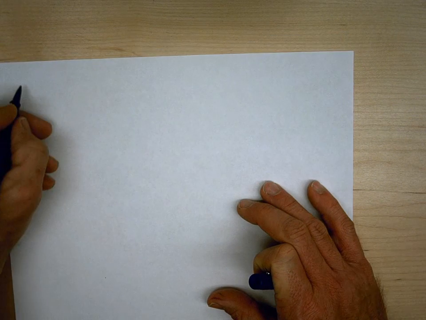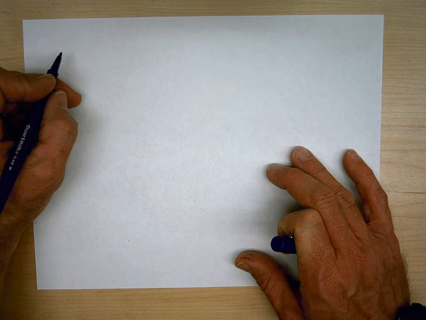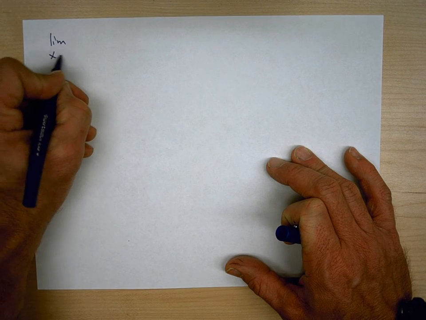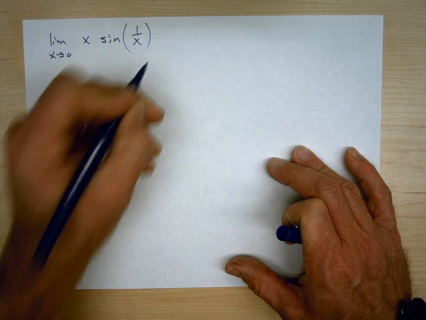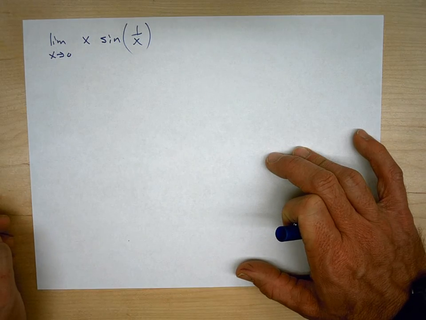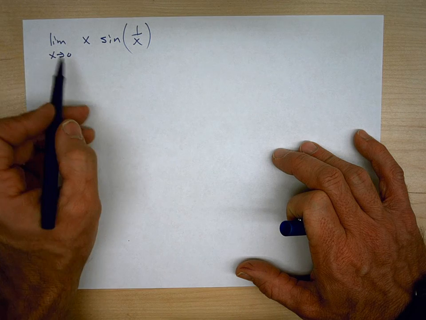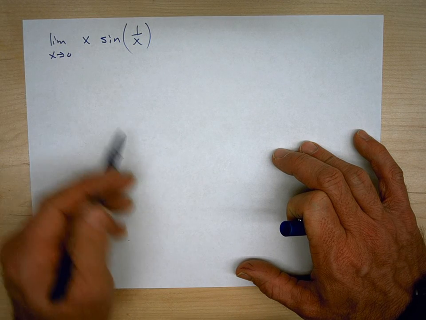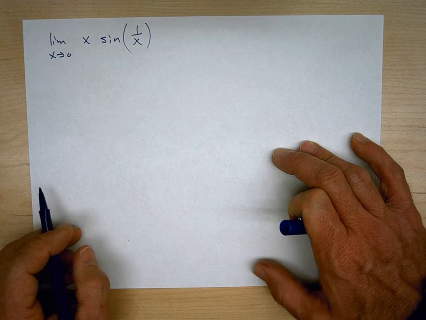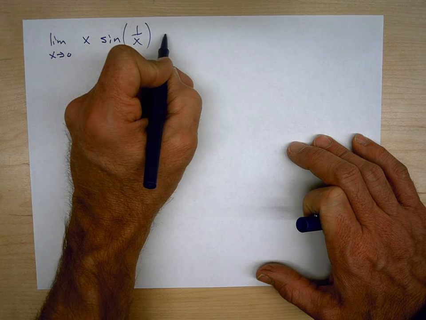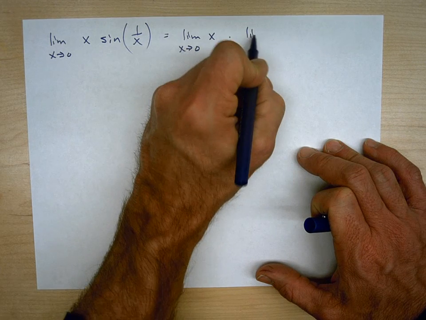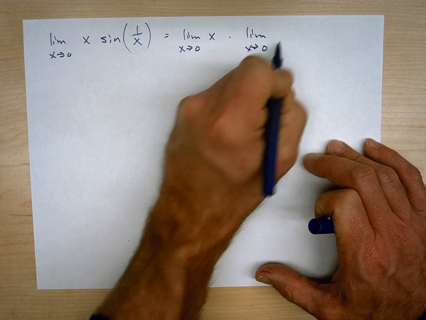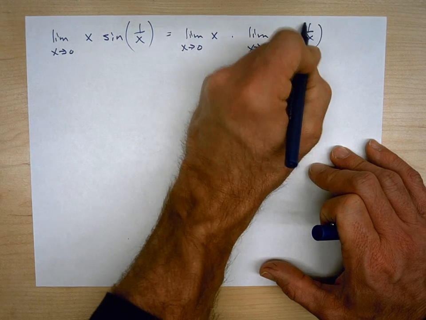All right, so let's look at the limit as x approaches 0 of x times sine of 1 over x. So we have these limit laws that say that the limit of a product is the product of the limits. So couldn't we just rewrite this as the limit as x approaches 0 of x times the limit as x approaches 0 of sine of 1 over x, right? Because that's 0.